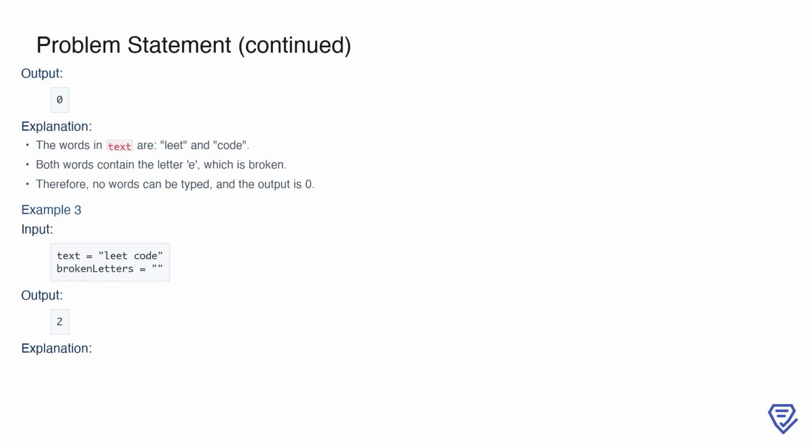Now, consider another example with text equal to "leet code" and broken letters equal to "e." Here, the words in text are "leet" and "code." Both of these words contain the letter E, which is listed as broken. Since neither word can be typed without using the broken letter E, the output is 0. On the other hand, if broken letters is an empty string, it means no letters are broken. In this case, both words "leet" and "code" can be typed, resulting in an output of 2.